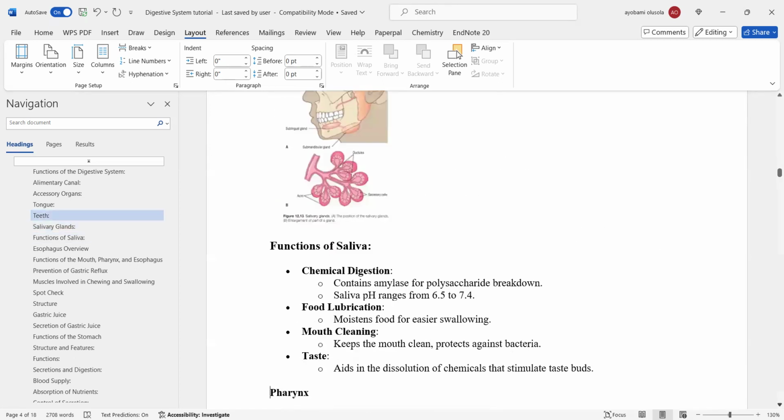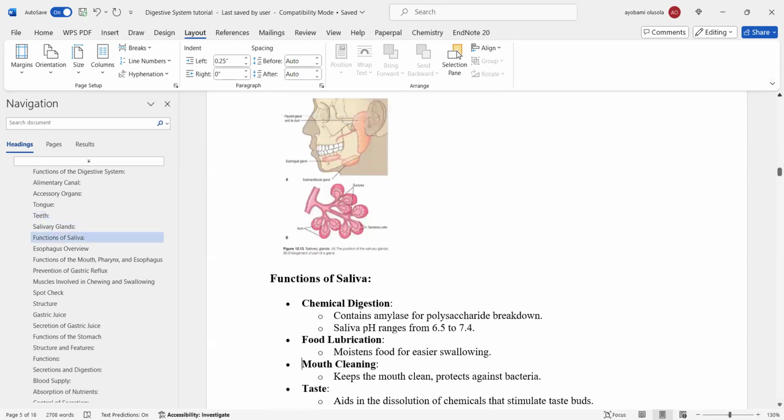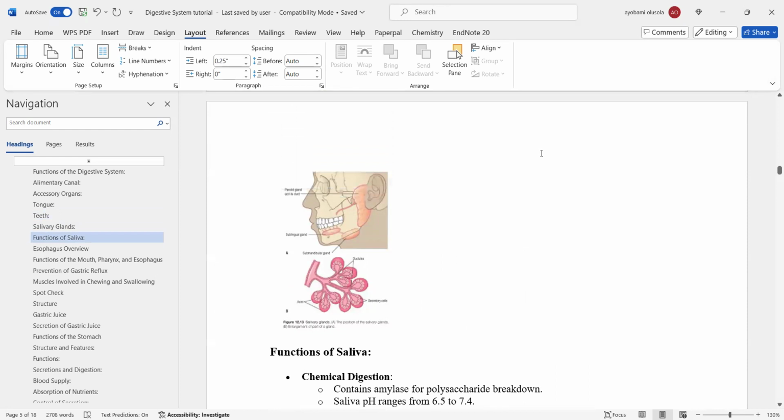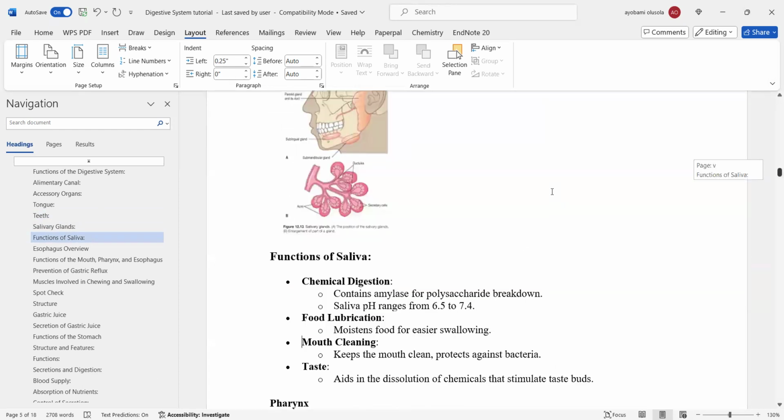Okay, so this is a pictorial representation of the salivary glands. Here we have the parotid gland, here we have the submandibular gland, and here we have the sublingual gland, which are all salivary glands.